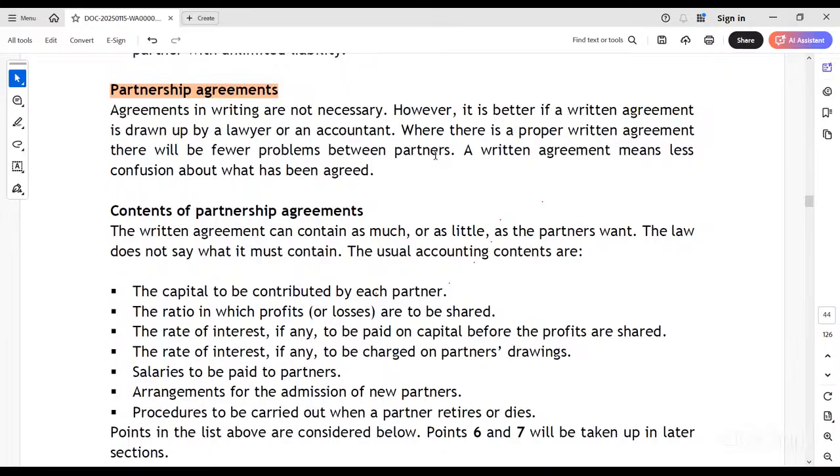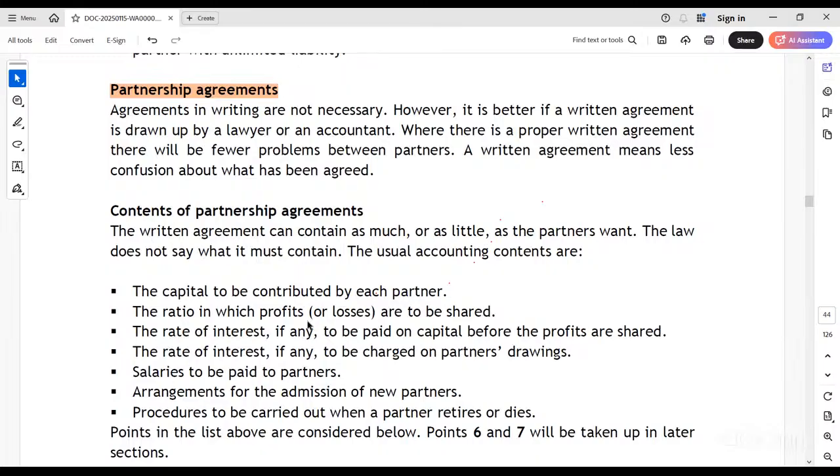A written agreement means less confusion about what has been agreed. What are some of the contents of the partnership agreement?